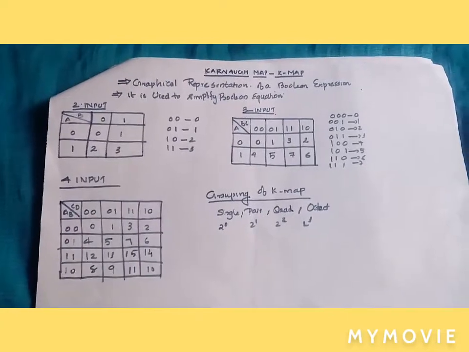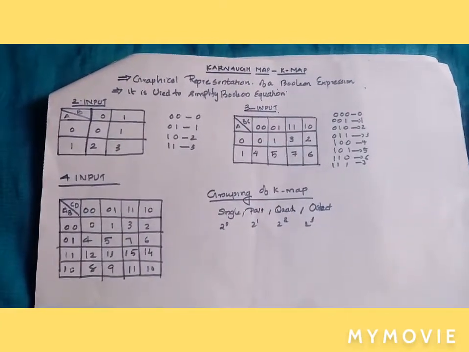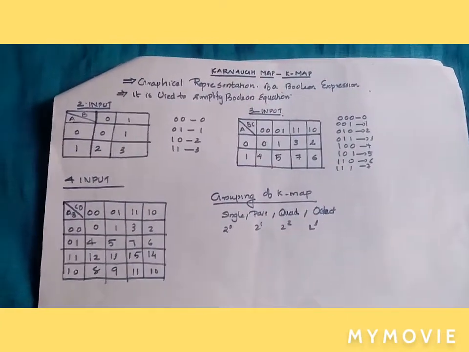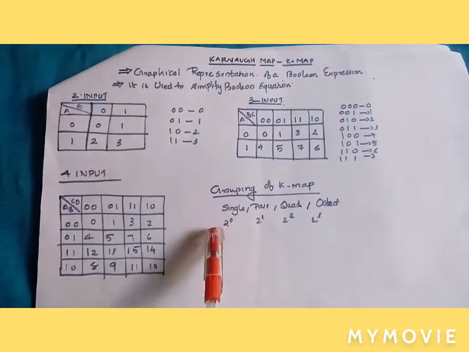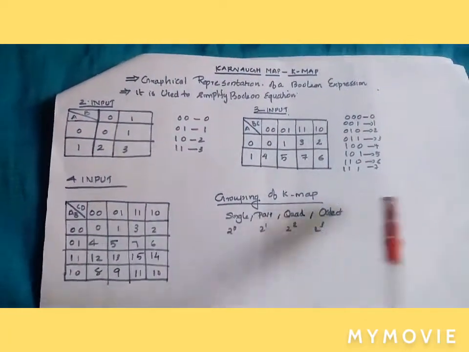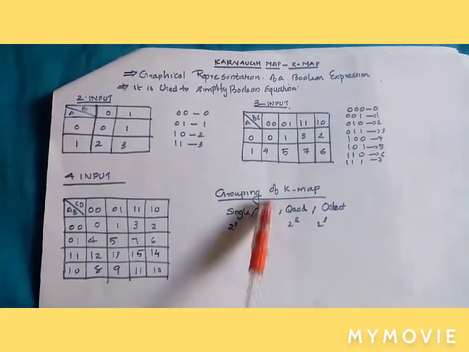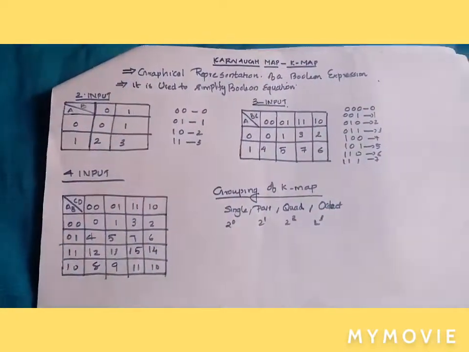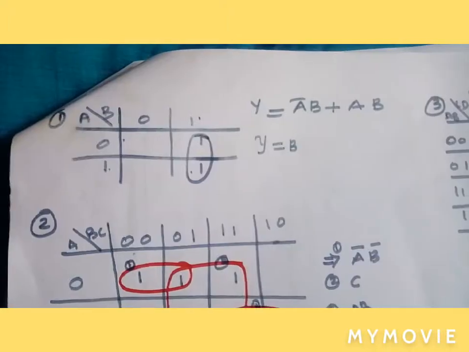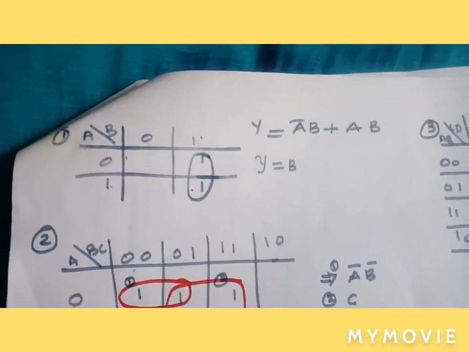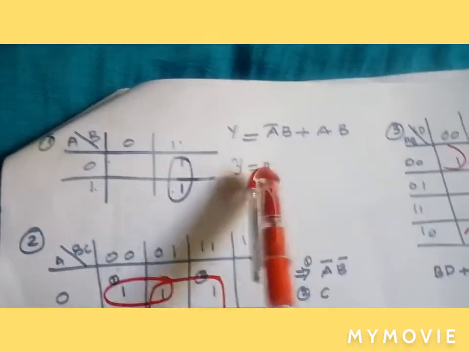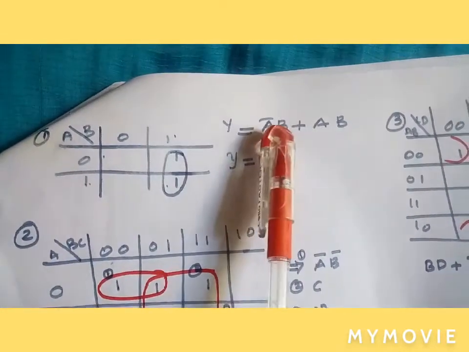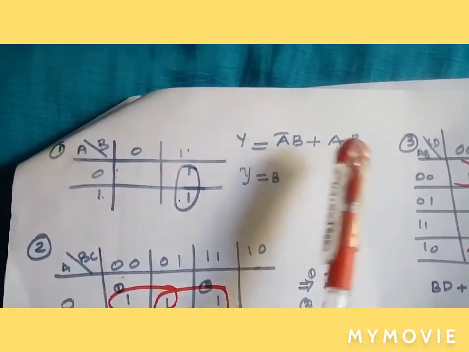Here we do the simplification by grouping. In grouping we have groups that are single, pair, quad and octet, that is 2 power 0, 2 power 1, 2 power 2, 2 power 3. Let us discuss how to simplify the Boolean equation. Here we have to represent A bar B and AB as 1.